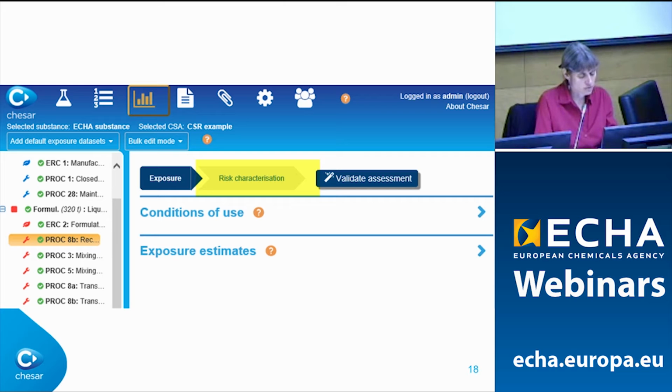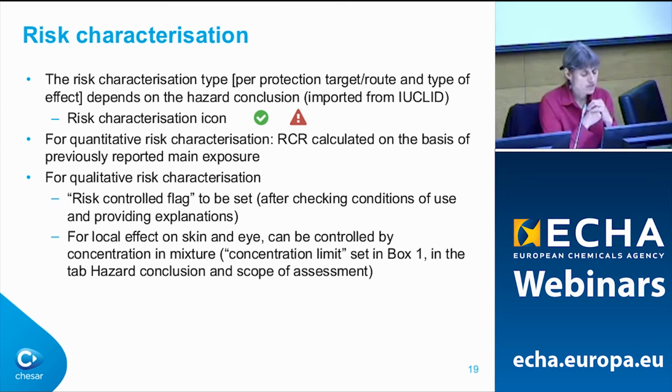Now the risk characterization, so it's a different tab. The risk characterization type is defined by protection target and route for human health, and for the environment, and route and protection and type of effect for human health, sorry. And it depends on the hazard conclusion, which has been imported from IUCLID, as Roberta showed in the first presentation. There is a risk characterization icon. It is green or red for each route or type or protection target, and also at the contributing scenario level. So the tool needs to understand when the risk is considered controlled and when it's not.